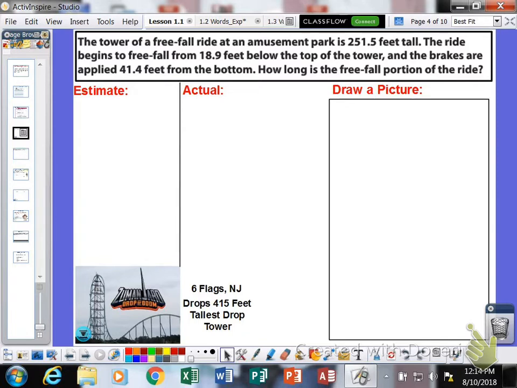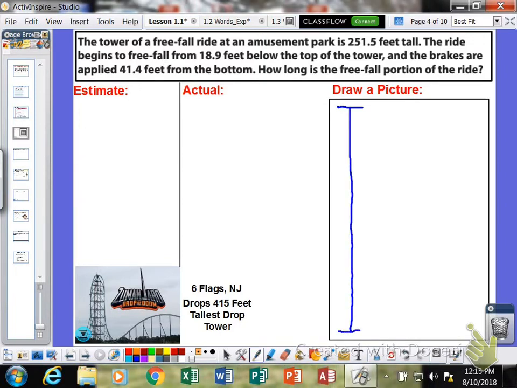So I like to draw a picture. I just think it's easier. So I just make this line here. I'm in white. I gotta change my color here. Sometimes this happens in these videos. So I have a line here. I'm just gonna make it go all the way down to here. And then this whole thing is gonna be 251.5 feet. So that's the height of the entire thing. That's not how far we're free falling, but that's how tall the picture is.